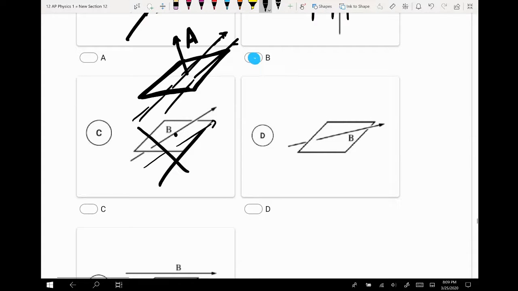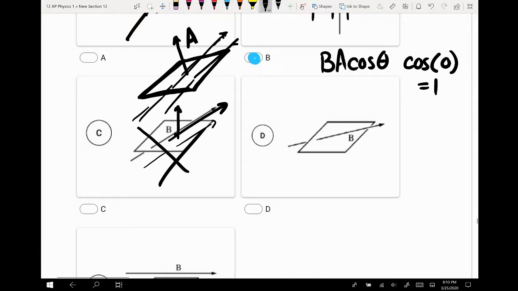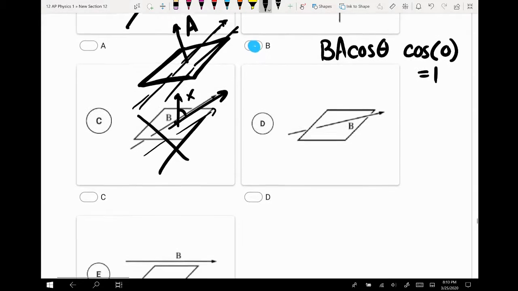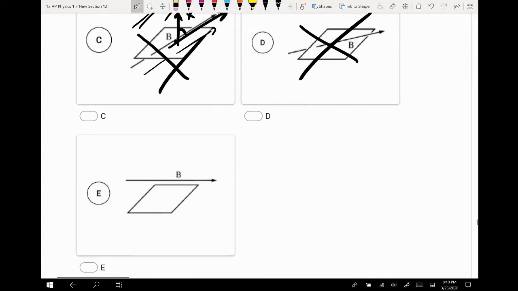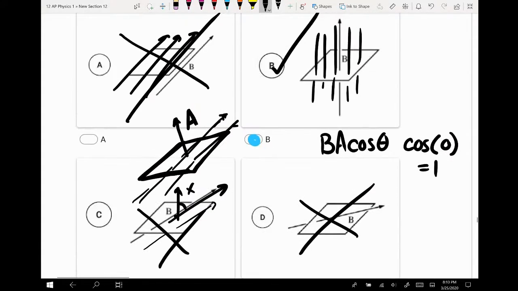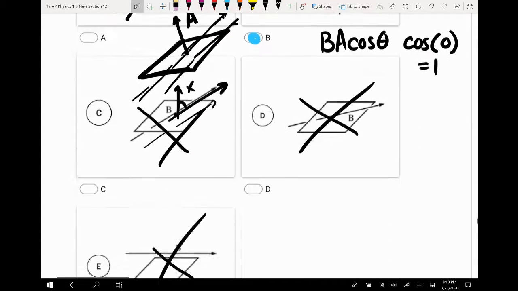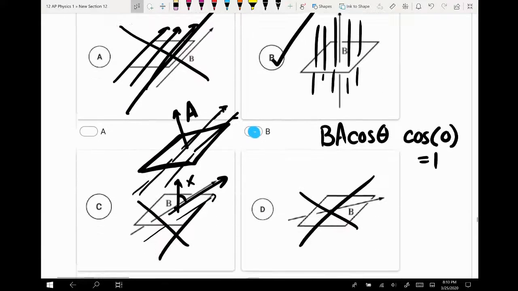If we think about this flux as being BA cosine theta, over here we have some sort of angle. We know that cosine is maximized at 0 degrees, where it is just 1, right? So here we have some angle between the magnetic field and the area vector, which means we're not maximizing flux. Same for this one, and then this is the same argument as A, except it's in a different direction. So that's our answer for this one.